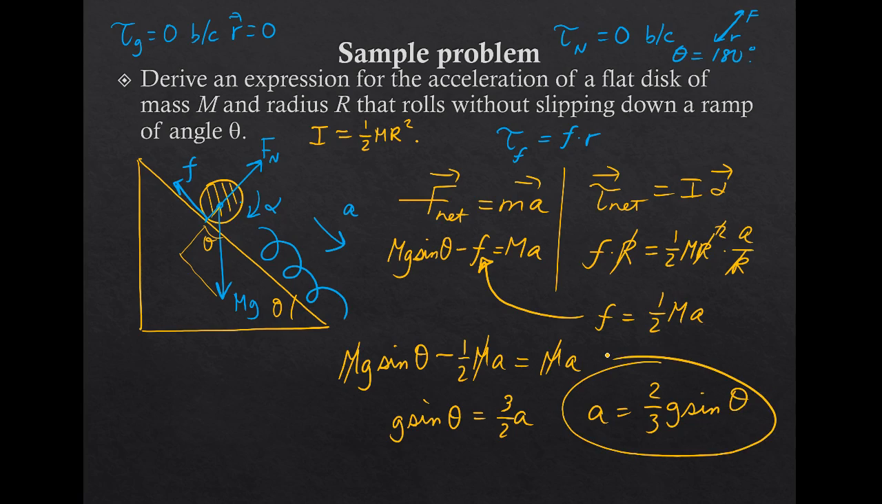Okay, now let's look at this result carefully. First of all, if it wasn't rolling, if it was just sliding down and there was no friction at all, it would be g sine theta. But the fact that there is friction is going to take away a little bit from the acceleration, but that's also what allows it to roll. So this is a result that is reasonable, and it has the correct units of meters per second squared.